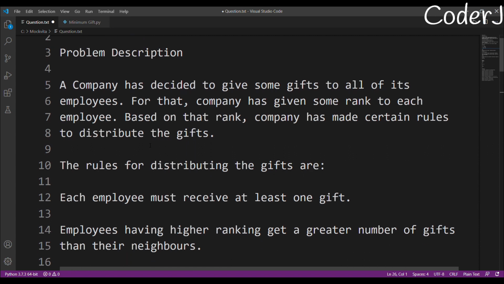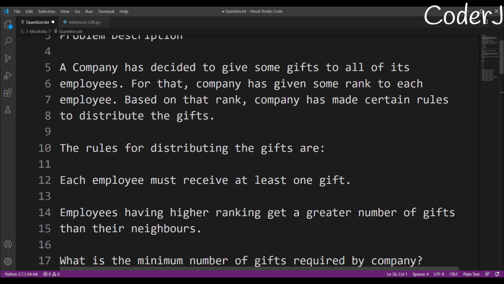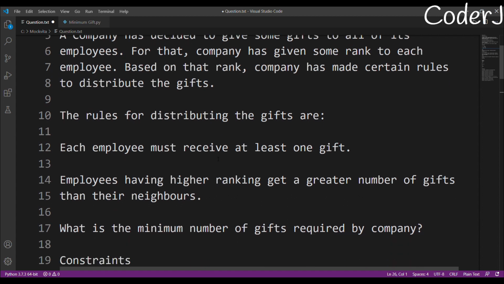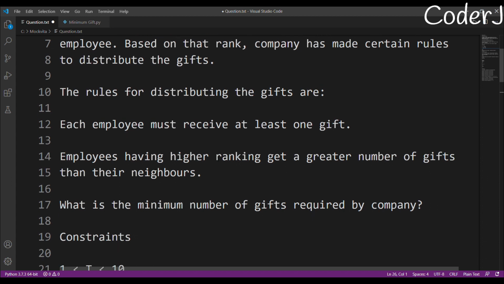Problem description. Okay, now let's move on to problem description. A company has decided to give some gifts to all of its employees. For that, the company has given some rank to each employee. Based on that rank, the company has made certain rules to distribute the gifts. The rules are: each employee must receive at least one gift, and employees having higher ranking get a greater number of gifts than their neighbors. Simple. What is the minimum number of gifts required by the company?